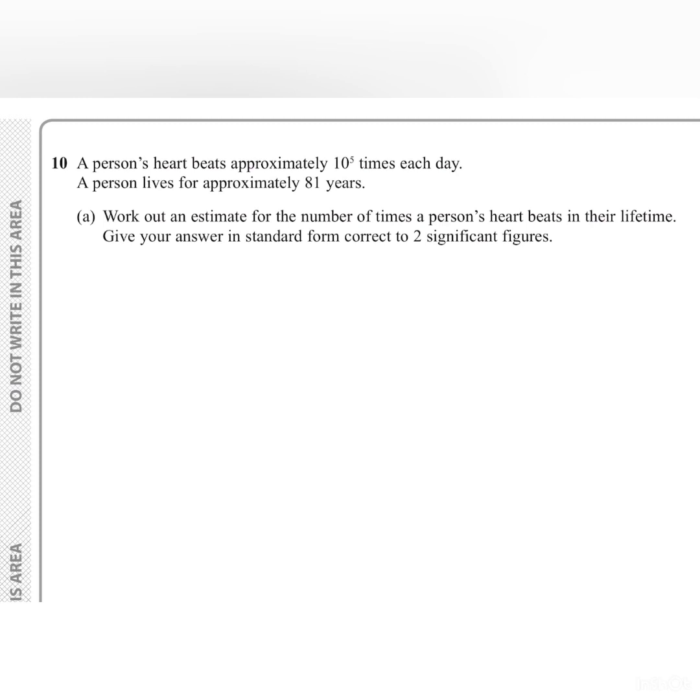Okay, question number 10 says, a person's heart beats approximately 10 to the power of 5 times each day, and a person lives for approximately 81 years. Work out an estimate for the number of times a person's heart beats in their lifetime, and give your answer in standard form and two significant figures.